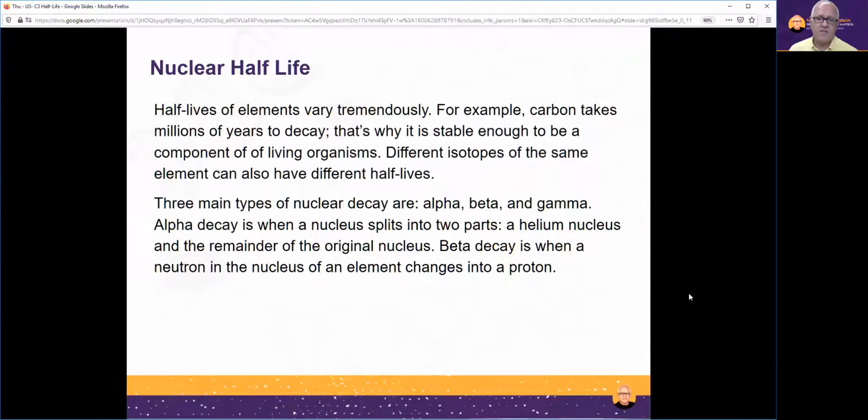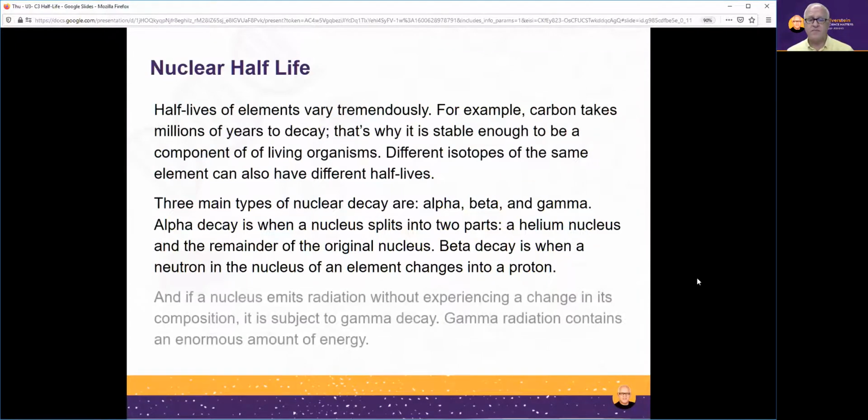The three main types of nuclear decay that we learned about are alpha, beta, and gamma. Alpha decay is when a nucleus splits into two parts, a helium nucleus and the remainder of the original nucleus. A beta decay is when a neutron in the nucleus of an element changes to a proton. And if a nucleus emits radiation without experiencing change in its composition, it's subject to gamma decay, and gamma radiation contains an enormous amount of energy.